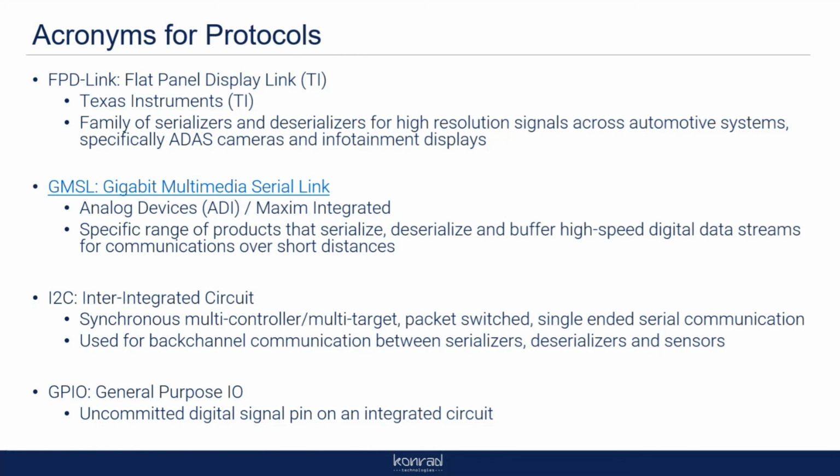GMSL started out as Maxim. Maxim was purchased by Analog Devices. And so now it's ADI technically, but it's GMSL, Gigabit Multimedia Serial Link. And you'll hear GMSL2 and GMSL3 are the two common ones. So with FPD-Link, you hear 3 and 4 typically, and GMSL 2 and 3. And NI does have support for all 4 of those main chipsets. I2C, that's the communication bus we talked about. Most of you are probably familiar with that. And then GPIO is just general purpose signal that we can deal with.